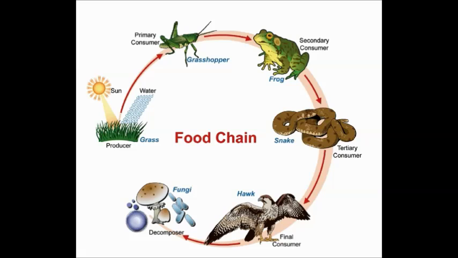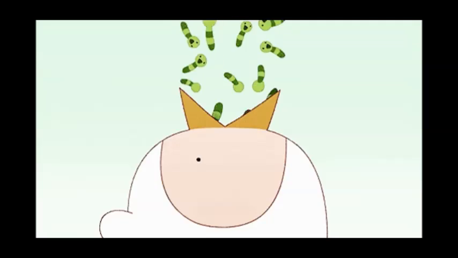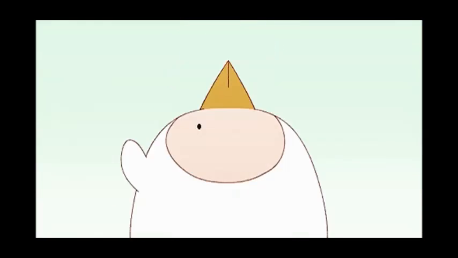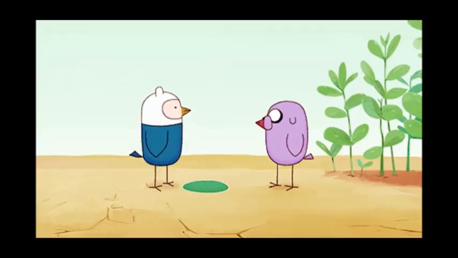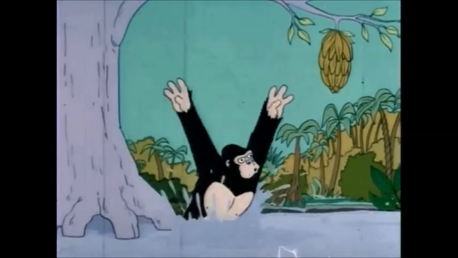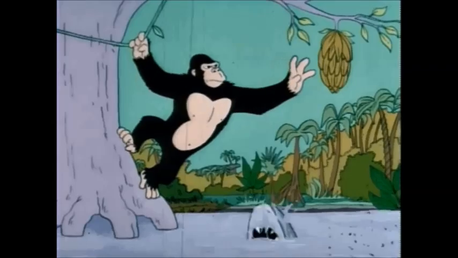The second trophic level is occupied by the herbivores, or the first level consumers. The higher levels are occupied by the carnivores, or the second level consumers. Some consumers occupy a single trophic level, but many others, such as omnivores, occupy more than one trophic level.